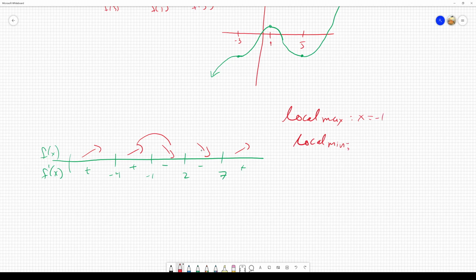And similarly, at 7, the graph is going to do something like this. It decreases and it increases. So at x equals 7, you have a minimum.